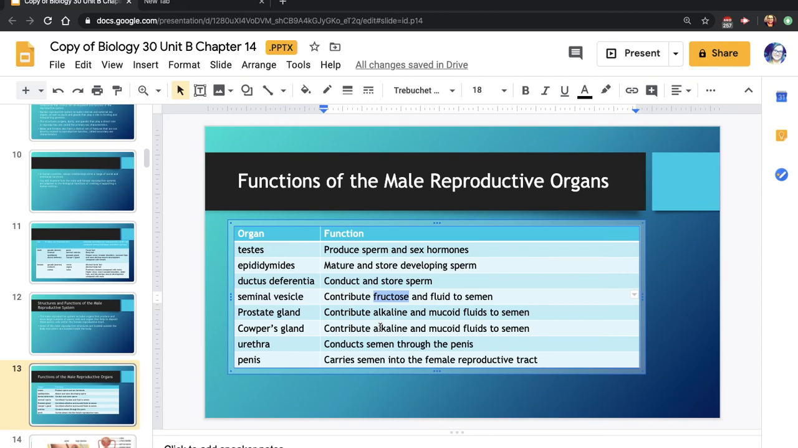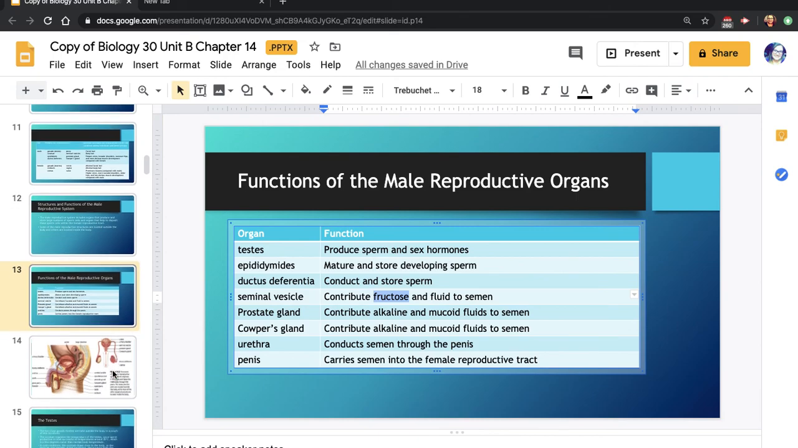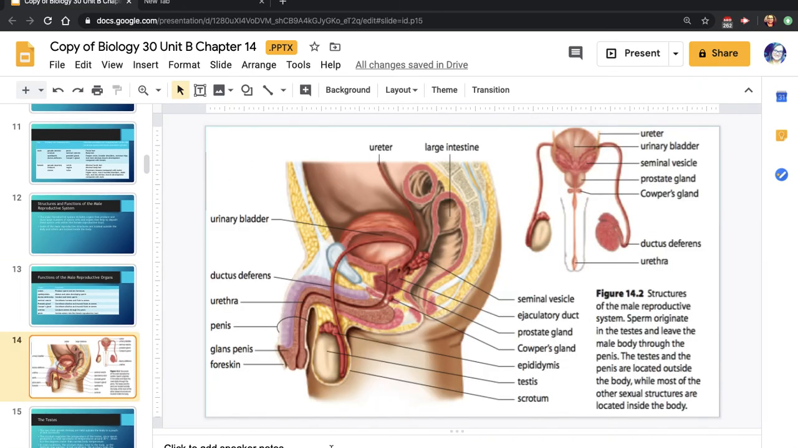The urethra is where the semen goes through, but this is also where the urine comes through. So males have that one tube that allows the semen to go through, but also their pee, and that all is emptied out through the penis. The penis is what carries the semen into the female reproductive tract. That's its main purpose: to deposit the sperm or the semen into the female's reproductive tract. So let's look at this.